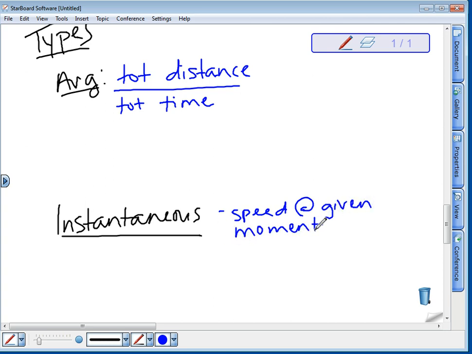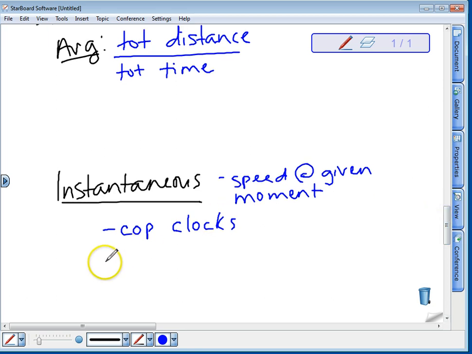Okay? This is what cops clock. When the police write you a ticket, they're writing you a ticket based on your instantaneous speed. The speed right then. They don't really care if you went slower a while ago and it would average out. They're giving you a ticket on that instantaneous speed.